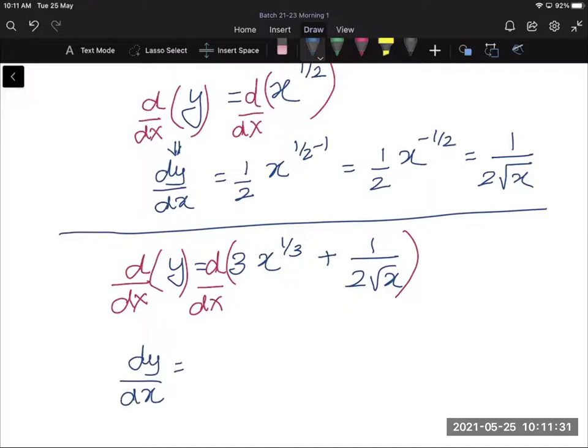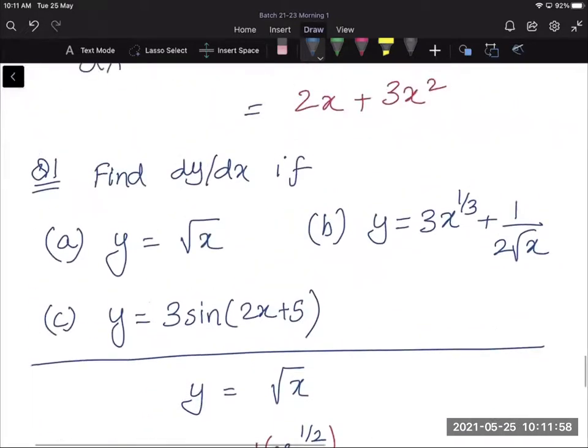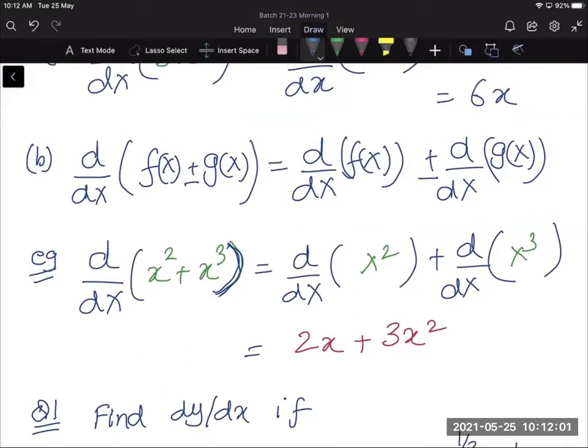On the RHS, I have this plus sign. So this will become d by dx of 3x raised to the power 1 by 3 plus d by dx of 1 by 2 root x. Right? This is using the rule number 2. Because rule number 2 is that if you have d by dx of the sum of two functions, then you can find the d by dx of the individual functions and add that separately.